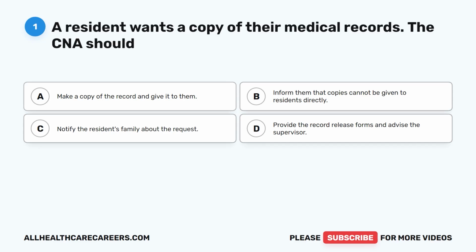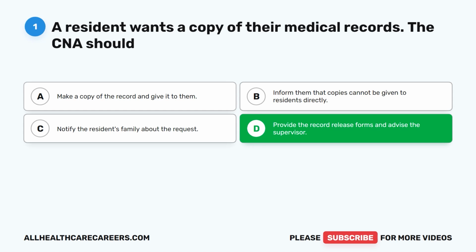Question 1. A resident wants a copy of their medical records. The CNA should A. Make a copy of the record and give it to them. B. Inform them that copies cannot be given to residents directly. C. Notify the resident's family about the request. D. Provide the record release forms and advise the supervisor. The correct answer is D.